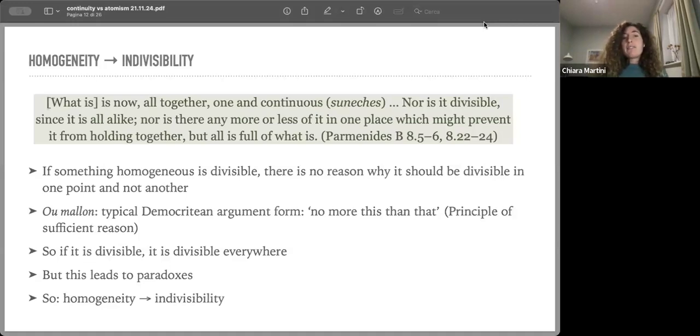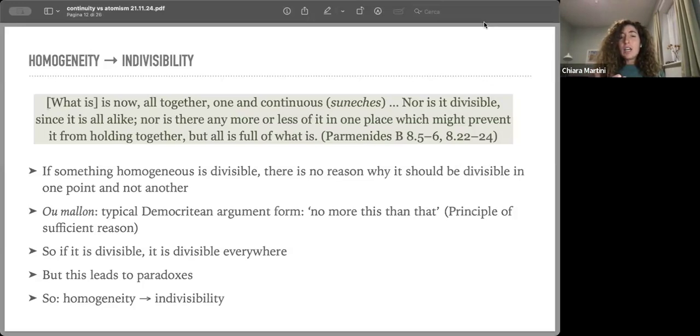Now, what's the problem there? That if something is homogeneous, so all alike, all of its parts are identical to the other parts, why should we be able to divide it in one place rather than in another place? There's nothing in the object itself that requires us to divide here and not there. This I wanted to flag because that's an argument that is really powerful, and that's something that the atomists really build all their theory on. And that's something that we still use very much in philosophy, and that's called now the principle of sufficient reason.